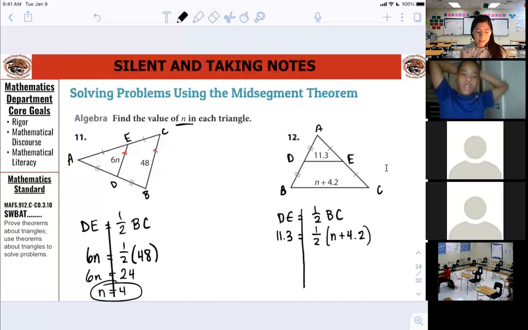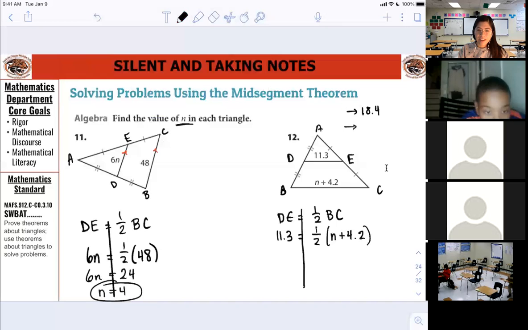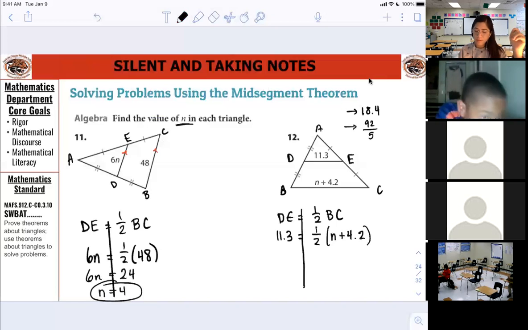All right, so I have two answers in the chat. I'm going to share what they are. I got 18.4 from one student who didn't put it on private. And I got, what was the other one? 92/5. So those are two answer choices that I've received so far.